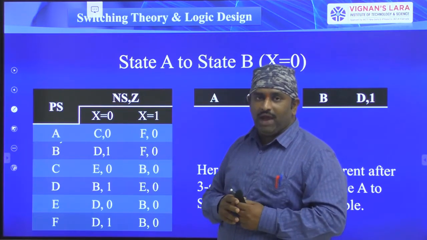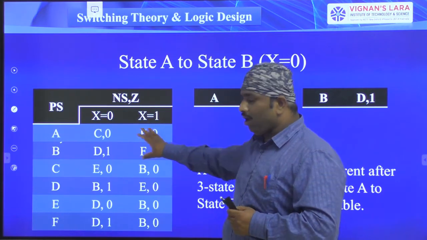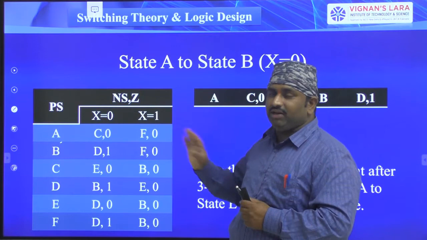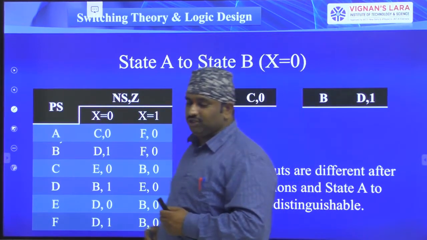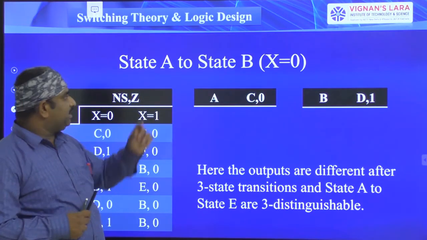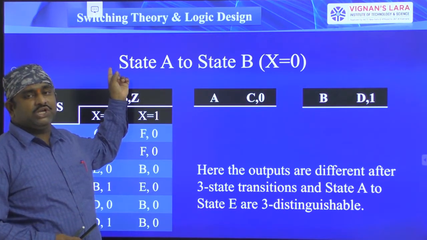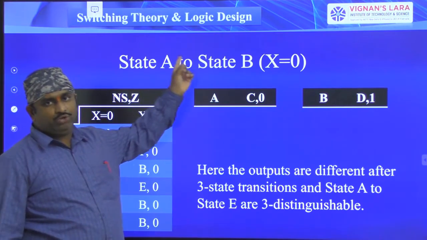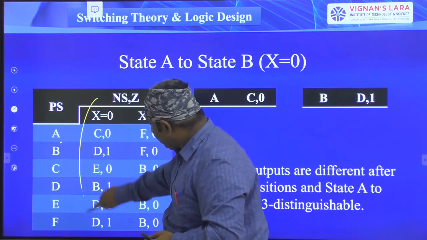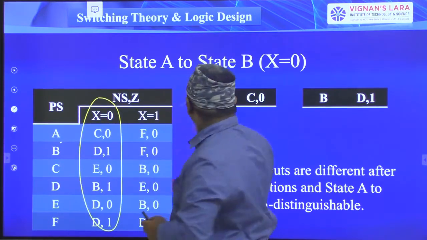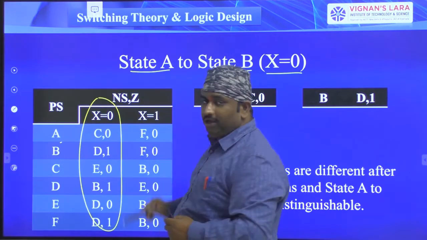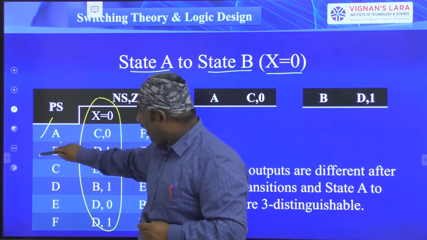But here we have to identify the distinguishable states, not like this. Here we have to identify the distinguishable states for the given condition. Here they have given the condition, two states. So state A and state B. Here you have to identify the distinguishable states for state A and state B when x is equal to 0. That means you have to take only the x is equal to 0 combination. That is the first condition. And you have to take first state A and state B.